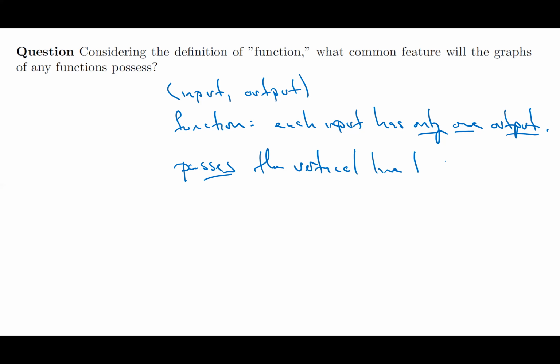Any vertical line will only cross the graph in one place because that one place, remember that location on the graph, that's the output, the y value, right? Only goes with that single x value, okay? So if you have a graph of some relation and it passes the vertical line test, namely any vertical line only intersects the graph in one place, then you have a function.